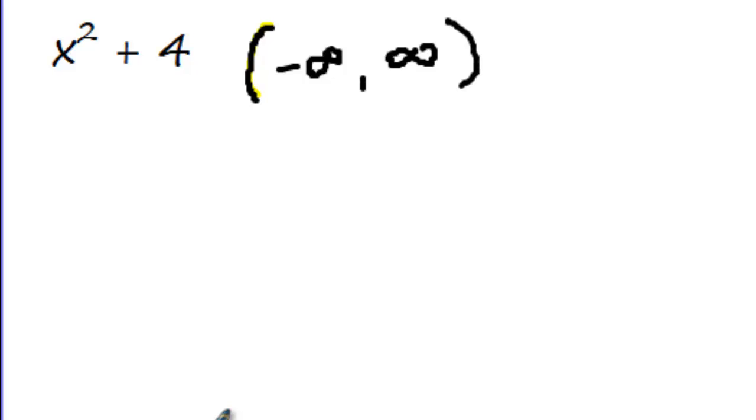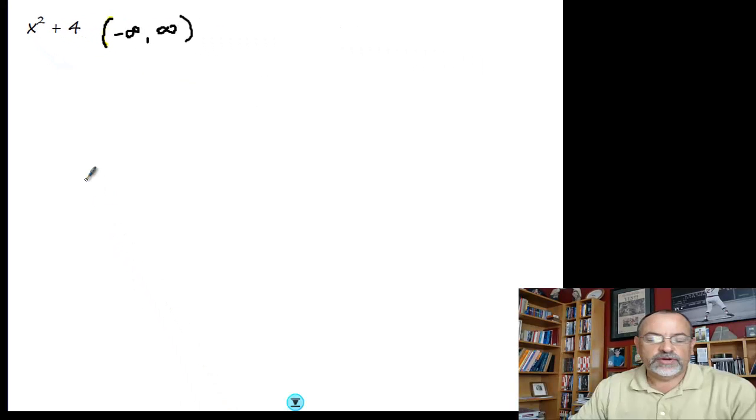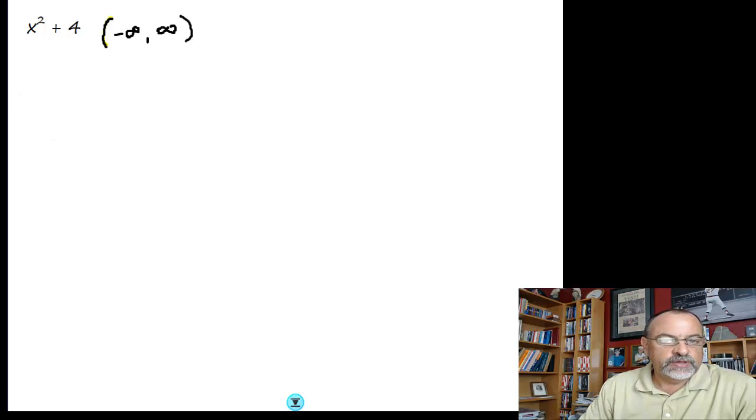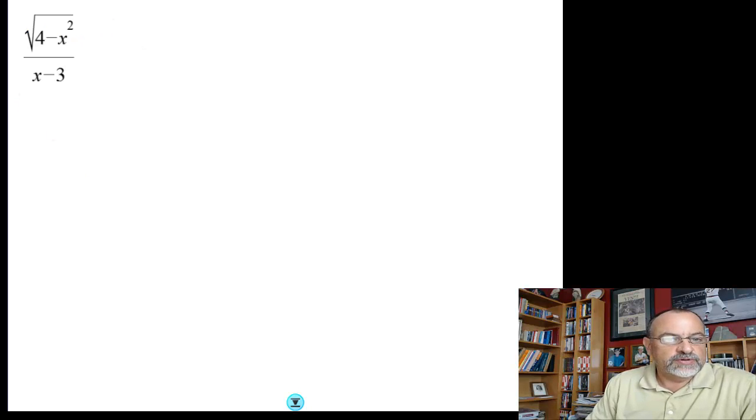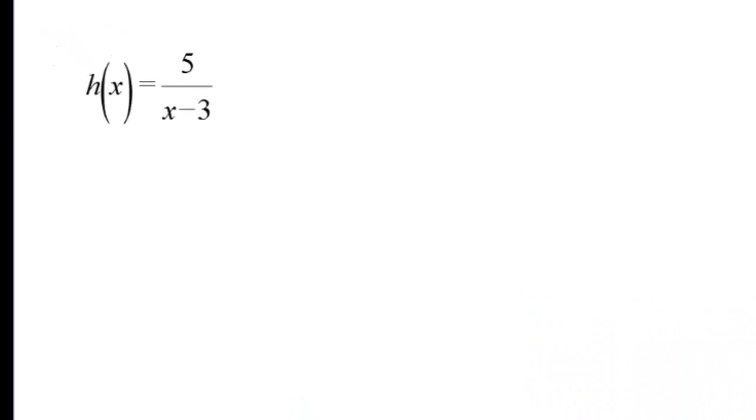Okay, so remember, there's only 2 scenarios to look for: a variable in the denominator, and a radicand in the expression. So let's take a look at this one. Oh, no, I don't want to do that one. That's kind of difficult. Let's go back. I'm going to go back to this one here.